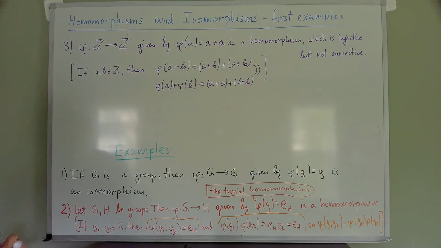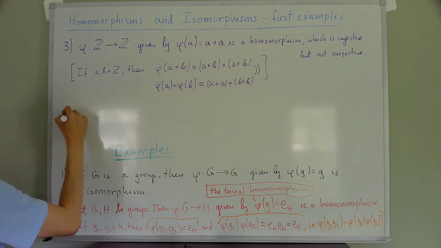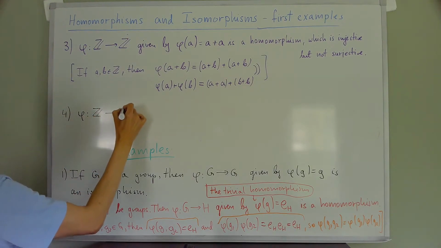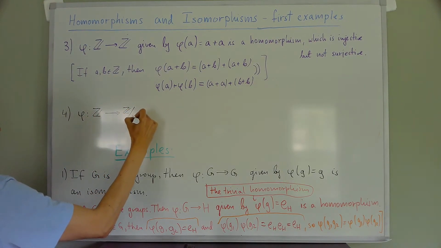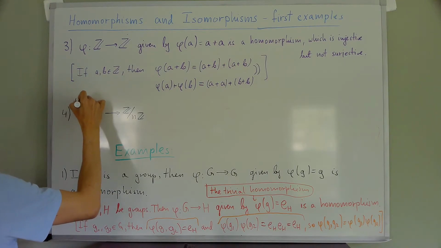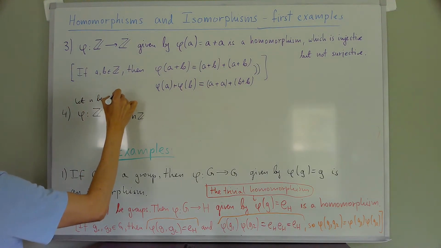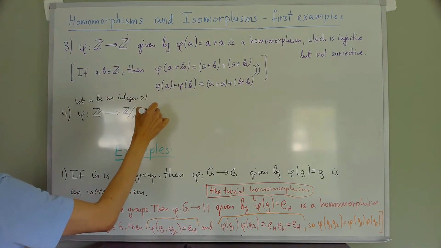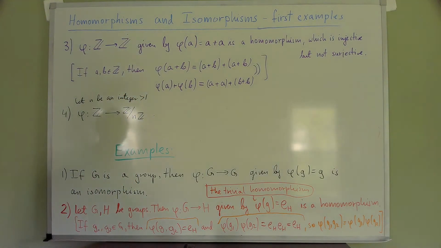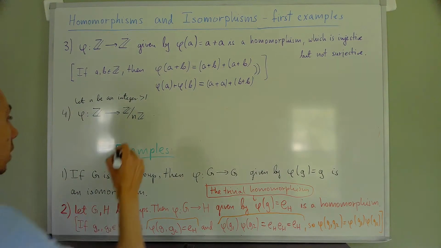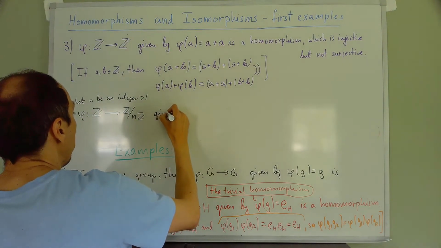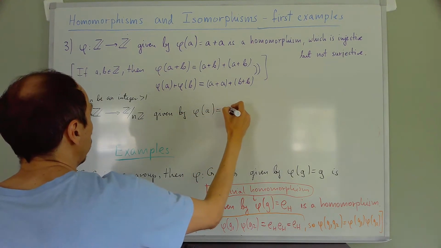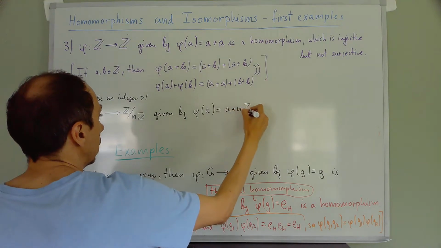Let's look at another one. Example 4: phi from Z to Z mod nZ. Let n be an integer greater than 1. Okay? So phi is given by phi of a is equal to a plus nZ.